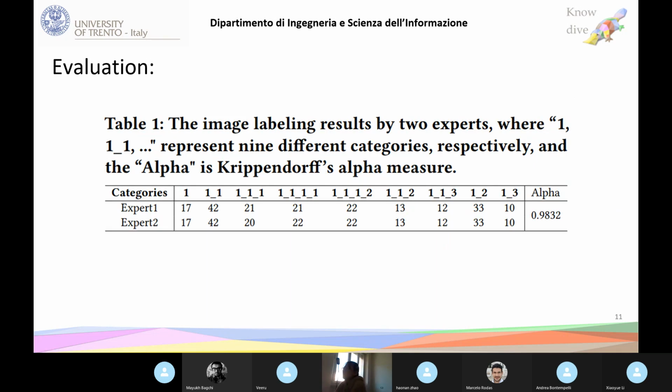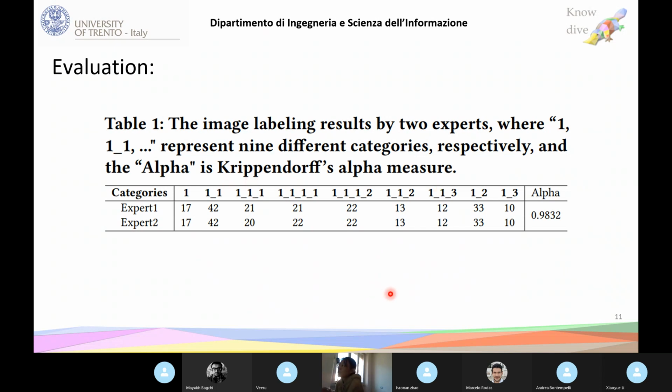And here we give some evaluation results. To evaluate the inter-annotator agreement, we collected 191 musical instrument images of 9 categories from ImageNet, and here we give the results from 2 experts. The number is the number of images belonging to this category. It means that in category 1, expert 1 annotated 17 images, and expert 2 also annotated 17 images for category 1. It is the number of images in the category.